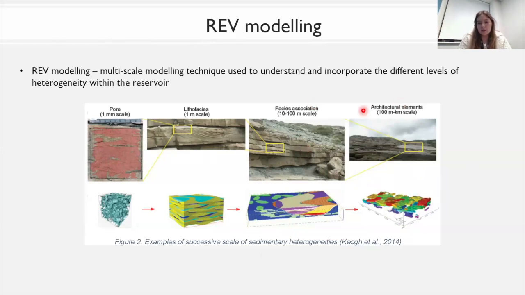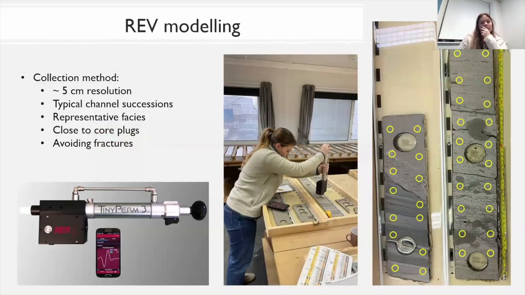And we think it's between these two associations, your architectural element scale and slightly internal to that, so your associations too, that the main heterogeneities that could affect a reservoir sit within those ones. So to test this, we used some core from the North Sea, and we used a minipermeameter to collect permeability readings. We did this at a really fine, 5 centimeter resolution through typical subsurface channel successions.